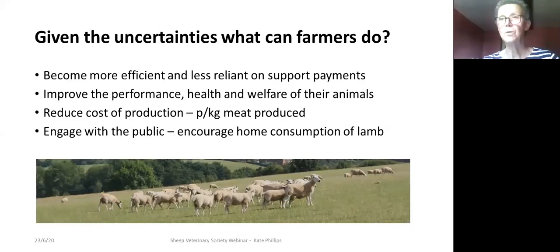Okay, so given all these uncertainties and some of the doom and gloom that I've already relayed to you, what can farmers do to make things better and make a better living from their livestock? A big push on becoming more efficient, getting more productivity, reducing costs, getting more from less, basically, trying to be less reliant on support payments. So it's all about, in my view, improving performance, health and welfare of their animals, and keeping control of costs.